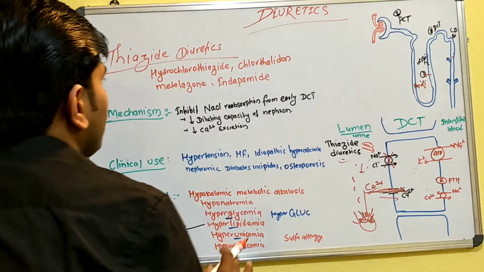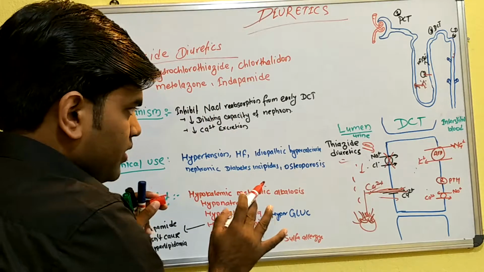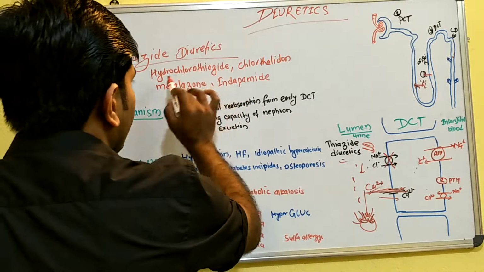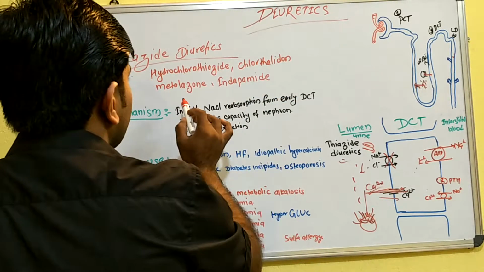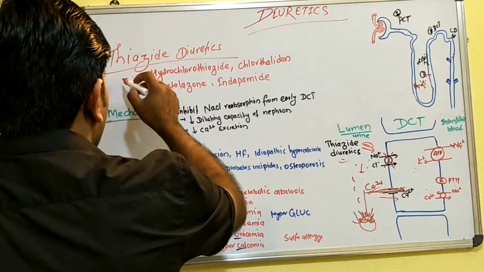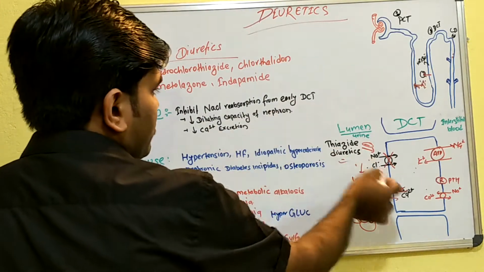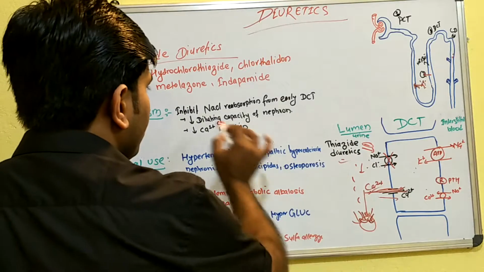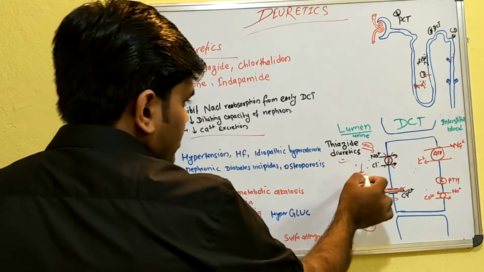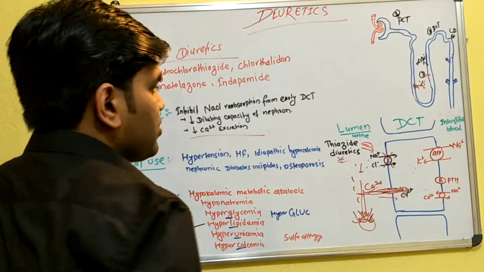Now let's come to our main topic. Let's read what is present over here, this is from First Aid. Okay, so in the thiazide group of diuretics we have hydrochlorothiazide, chlorthalidone, metolazone, and indapamide. These are the drugs that belong to the thiazide group of diuretics. The mechanism of action is that they inhibit NaCl reabsorption in the early part of the distal convoluted tubule, therefore decreasing the diluting capacity of the nephron, and they also decrease calcium excretion. So there will be more calcium reabsorption, unlike with loop diuretics.